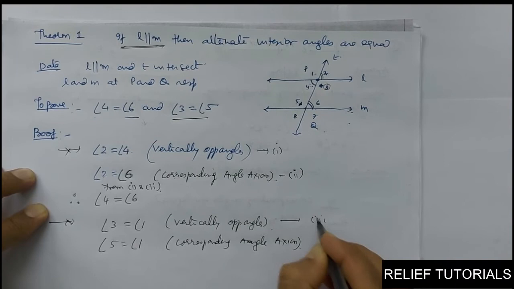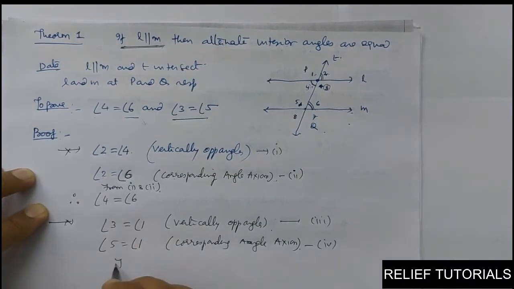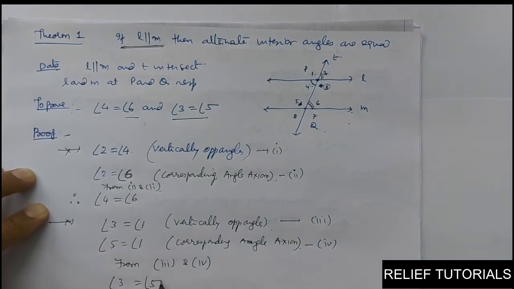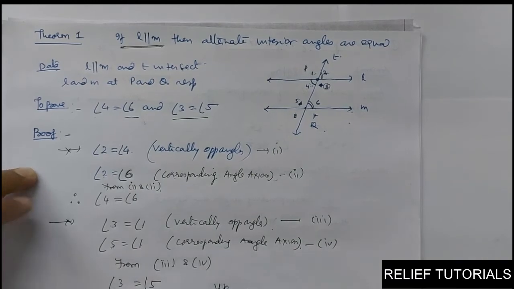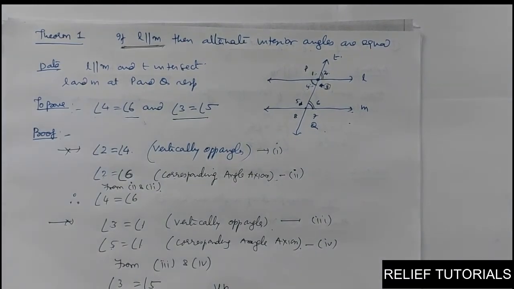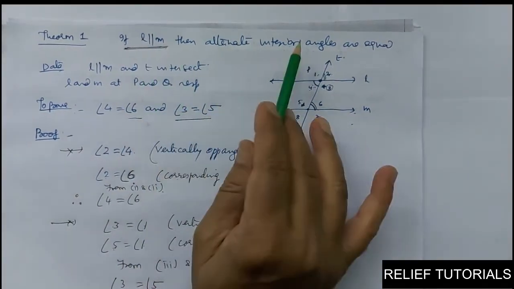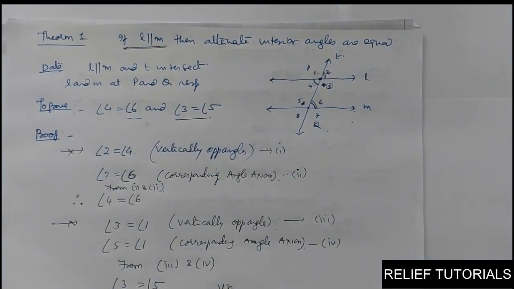This is 3, this is 4. So from 3 and 4, what you can say, 1 is equal to 3 and 1 is also equal to 5. So we can say angle 3 is equal to angle 5. Hence, proved. Very simple it is. Have you got it? No need of proving, just remember that if lines are parallel, alternate angles are equal. Clear? In this way you can prove this.